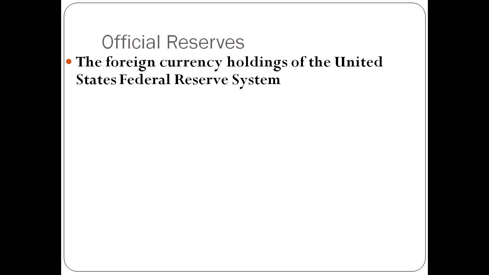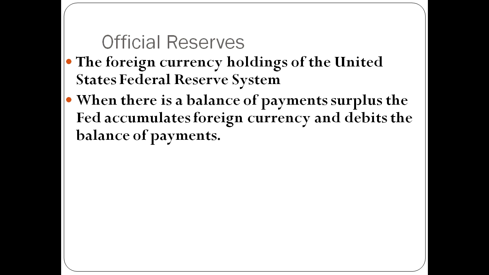All right, so these are the holdings of the U.S. Federal Reserve System. So when there is a balance of payments surplus, that means the Fed is going to accumulate a whole bunch of currency. This basically means they've accumulated too much foreign currency. And that means they're going to sell it, or there's going to be an outflow of that foreign currency. That outflow is a debit. So they're going to debit the balance of payments. Specifically, in that case, you're going to have a debit to official reserves.